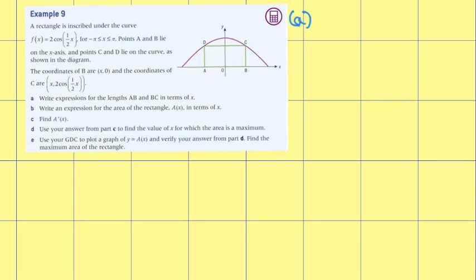Part A. Write expressions for the length AB and BC. Well, if we make the length OB x, that means OA is x. Therefore, AB is equal to 2x. BC goes from y equals 0 to y equals 2 cos half x. So BC is equal to 2 cos half x.